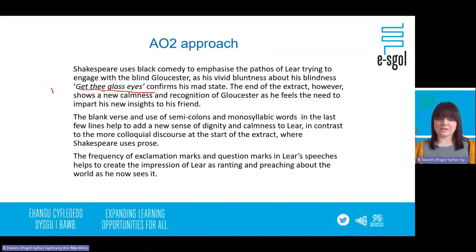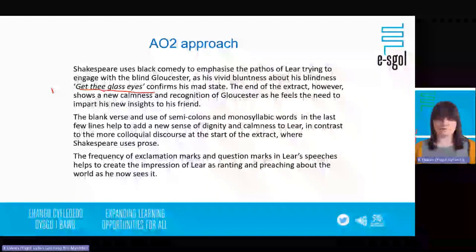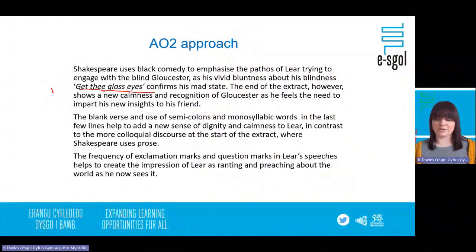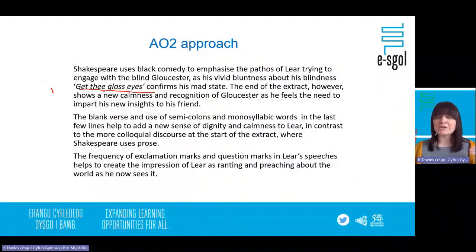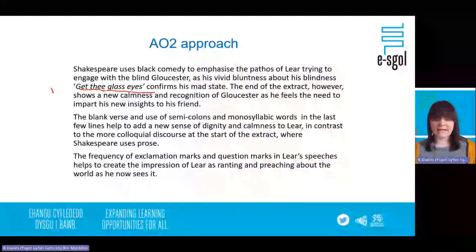The end of the extract, however, shows a new calmness and recognition of Gloucester, and he feels the need to impart his new insights to his friend. The blank verse and use of semicolons, like I said, picking up on that use of punctuation, in the last few lines, help to add to a sense of dignity and calmness to Lear, in contrast to the more colloquial discourse at the start of the extract. So looking at the way it goes from quite chatty and informal to a little bit more formal towards the end. So marking the changes, being able to track any relevant change is very important.